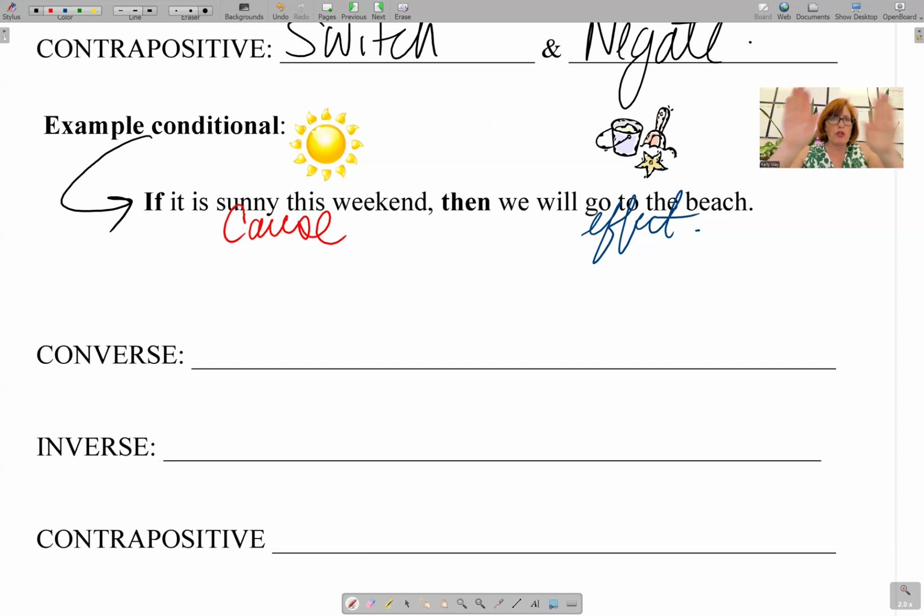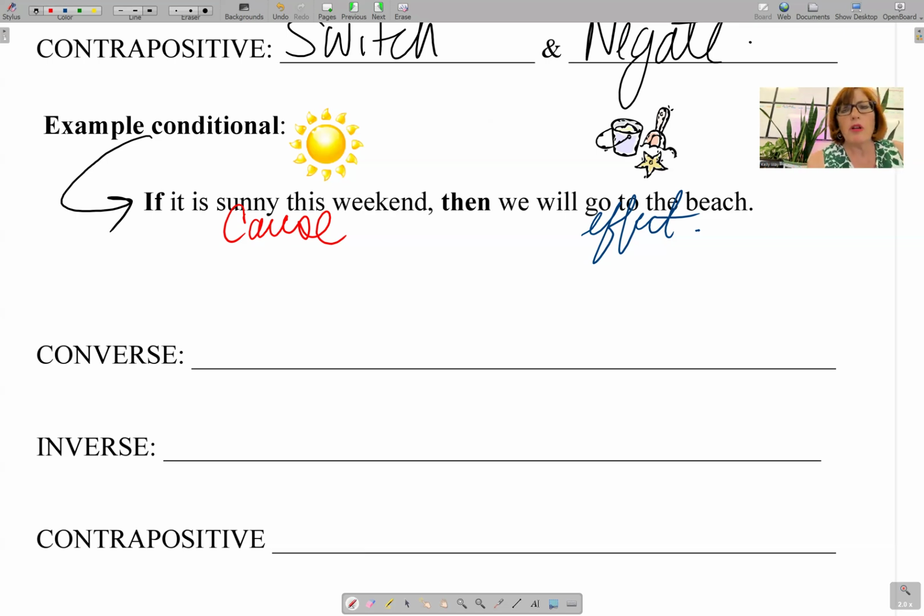So converse, switch; inverse, flip; contrapositive, switch and flip. Do that with me one time. I'm so serious. The more you get your hands involved and a rhythm involved, the more likely you are to memorize this, which you need to. Ready? Converse, switch. Inverse, flip. Contrapositive, switch and flip.